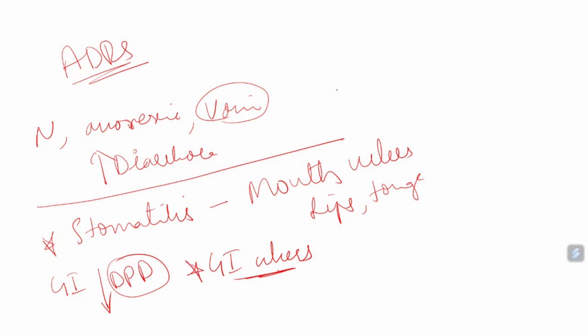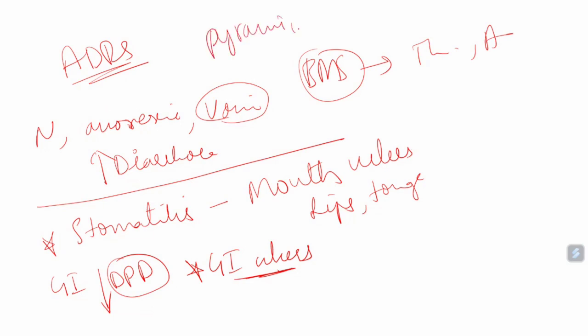And like other cytotoxic drugs, it causes bone marrow suppression. Due to this, it causes thrombocytopenia and anemia. Okay, thrombocytopenia and anemia are very common. And a very, very important adverse effect associated with pyrimidine analogs is that it causes hand-foot syndrome.